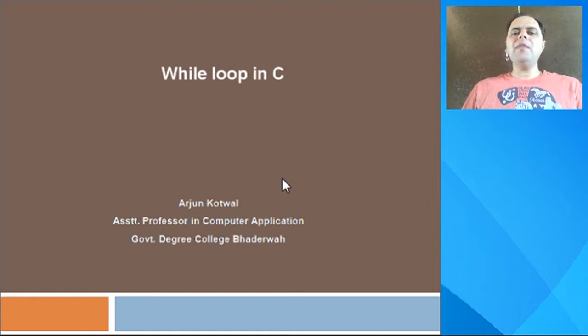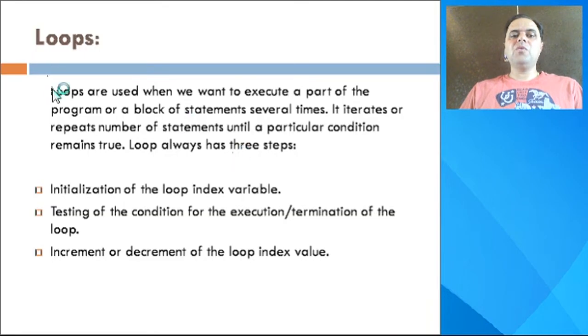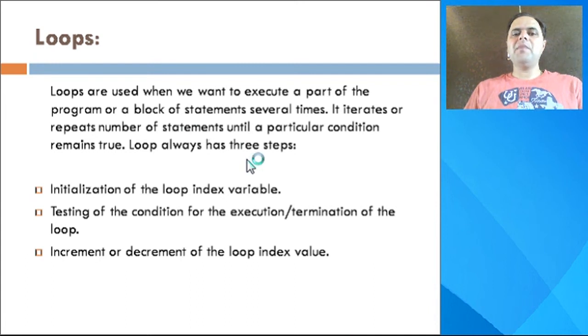So why do we require a loop? Sometimes we want some piece of code or a block of code to be executed several times. In that case, we use a loop. Loops are used when we want to execute a part of the program or a block of statements several times. It iterates or repeats a number of statements until a particular condition remains true. Until the condition of the loop remains true, it iterates and executes the block of statements.